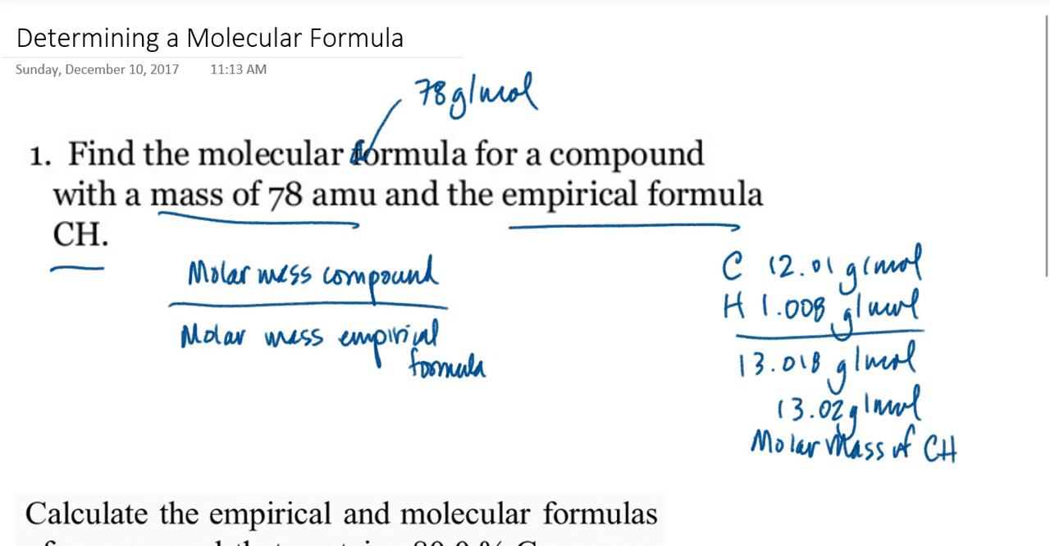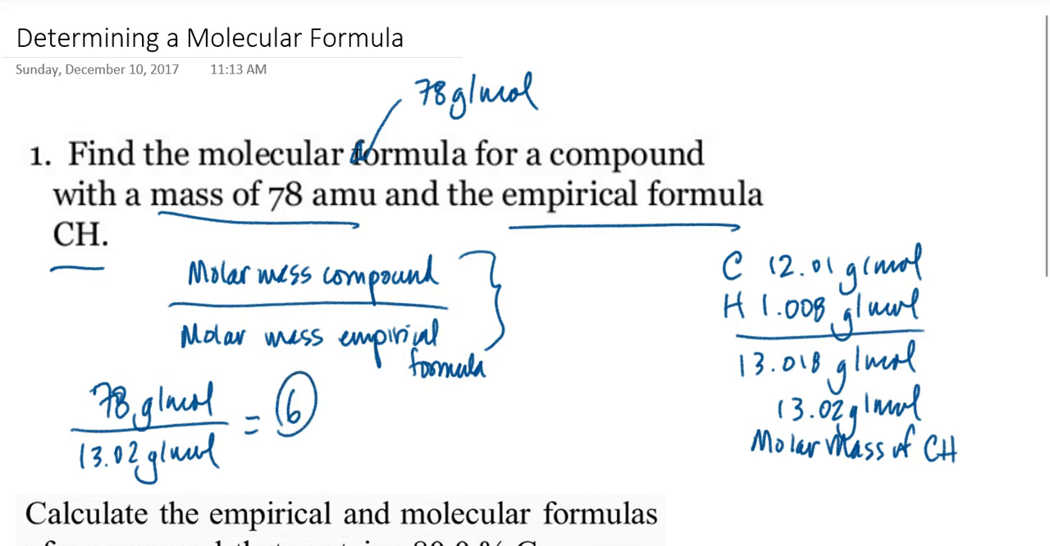Okay, I'm going to take 78 grams per mole and divide that by 13.02 grams per mole. So I'm going to take the molar mass of the compound and divide by the molar mass of the empirical formula. If I do that, then I get a factor of 6. So what that means is that each subscript, which happens to be 1 understood for this particular formula, but each subscript has to be multiplied by 6. And so that would make my molecular formula C6H6.